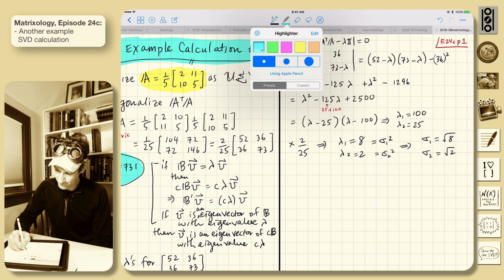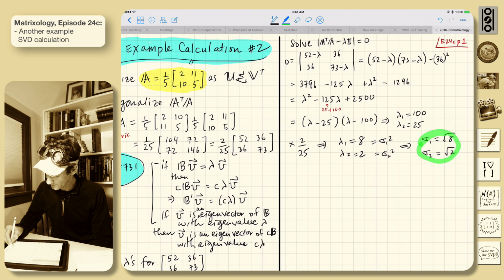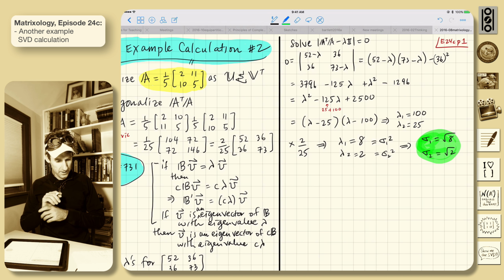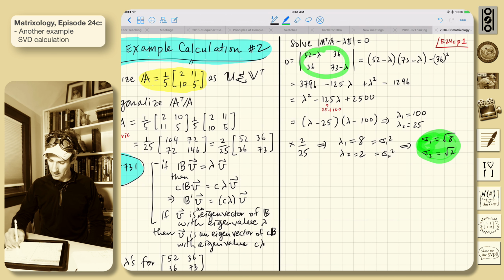Okay, so that was fun. Always fun. So we're there. Now we have to find the eigenvectors. It's the same eigenvectors, right? So we can just find them for this one here. We don't have to worry about that.